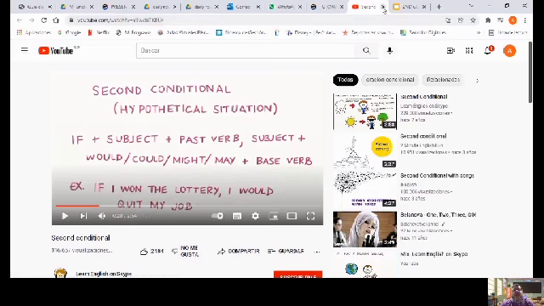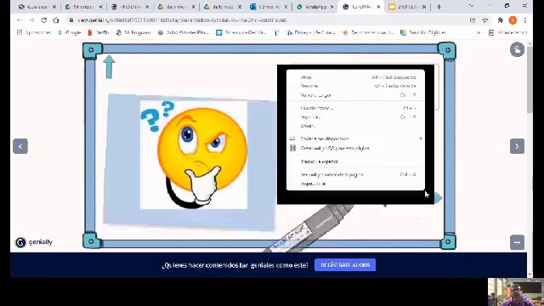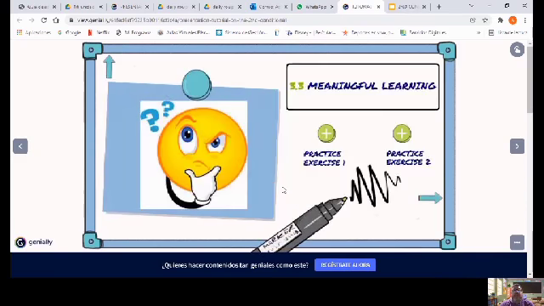Okay, let us continue with this, right? As I told you before, this is to reinforce in case you don't understand it very well. Now let's go over the third part, meaningful learning. So again, we have two different practice exercises. The first one is this.